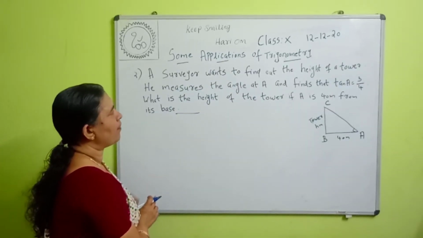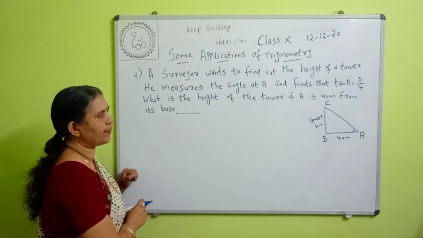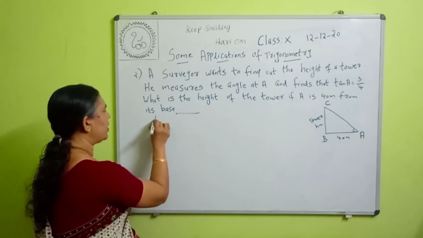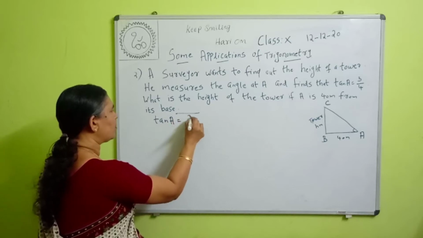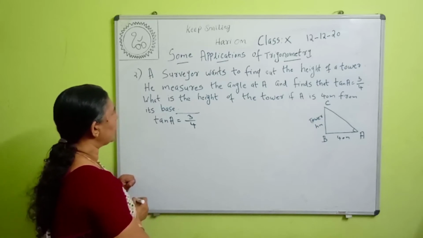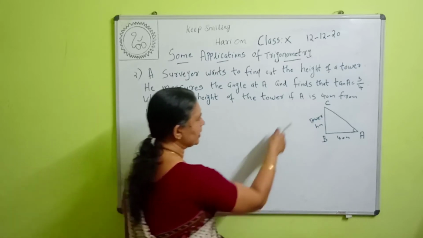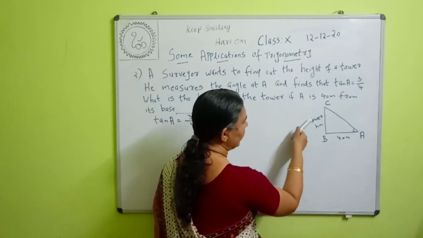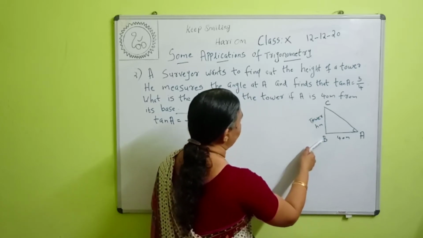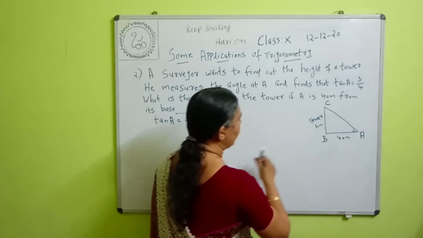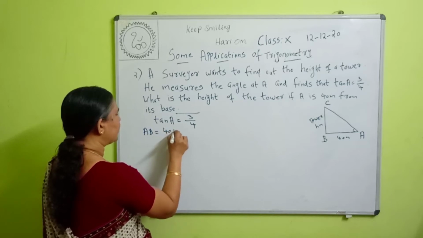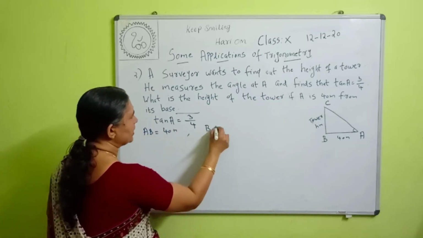A surveyor wants to find out the height of a tower. He measures the angle at A and finds that tan A is equal to 3 by 4. What is the height of the tower if A is 40 meter from its base? This is the tower. Then what is AB? AB is equal to 40 meter, and the height of the tower BC we can take as h.